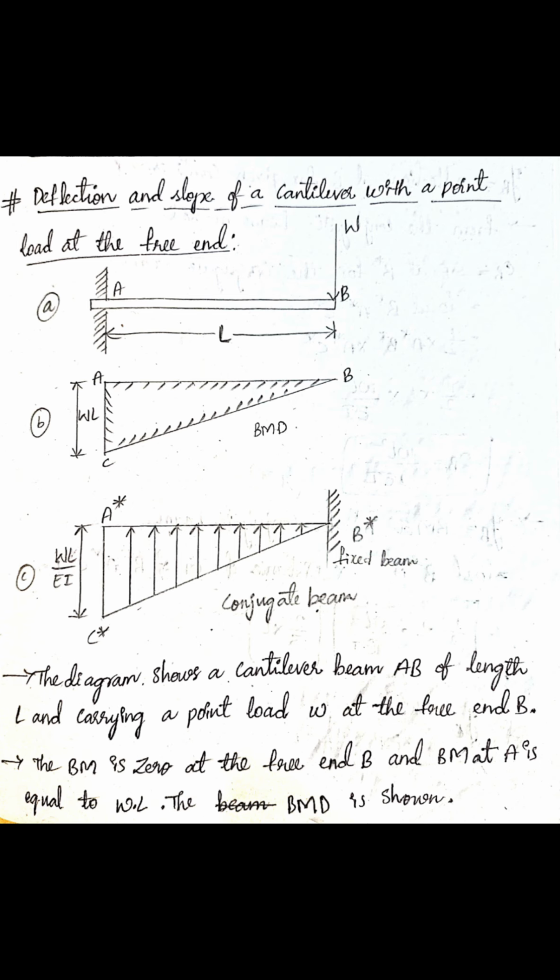Here the load will be upwards in the conjugate beam. Why? Because in the real beam the deflection is downwards, so the bending moment will be hogging, that is, negative bending moment. So in the conjugate beam it is upwards. The diagram shows a cantilever beam AB of length L carrying a point load W at the free end. At B, the bending moment is 0 at the free end, and the bending moment at A is equal to WL. The bending moment is shown in the figure.